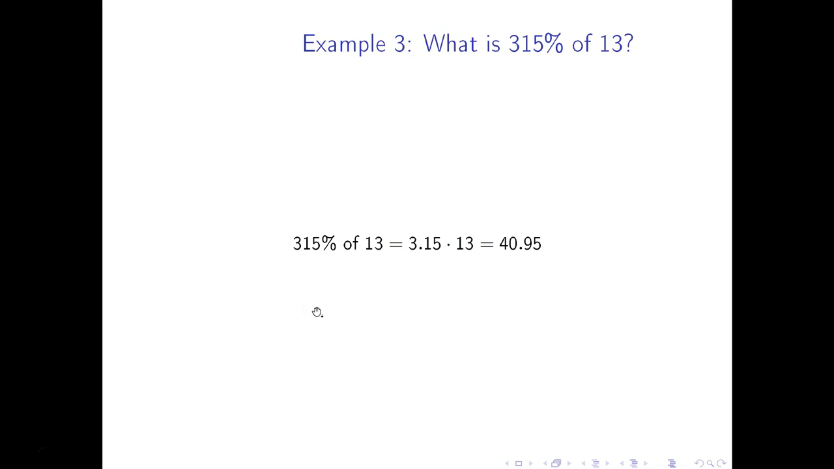Now, here's kind of a clue. 100% of a number is just itself. 300% is kind of like 3 times a number. And you know that 3 times 13 is 39. You can figure that out with a simple calculation. So that means 315% has to be bigger than 39, and indeed our answer is. So this is a little bit of critical thinking as to asking, does my answer make sense?